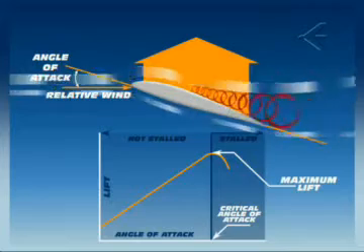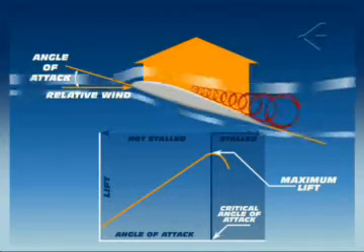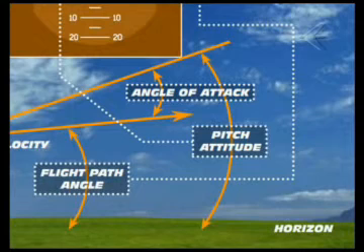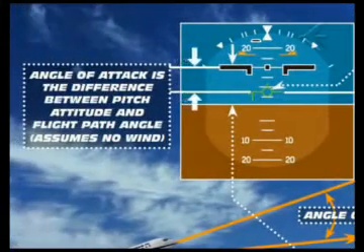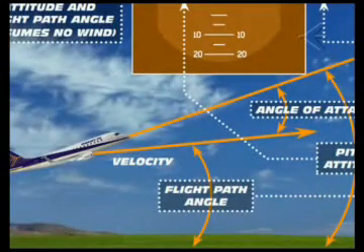Remember that the angle of attack is the angle between the relative wind and the chord line of the airfoil, which should not be confused with the flight path angle or the pitch attitude. Pitch attitude is the angle between the longitudinal axis of the aircraft and the horizon, as displayed on the EADI. The angle of attack is the difference between pitch attitude and flight path angle. The flight path angle is the angle between the flight path and the horizon.